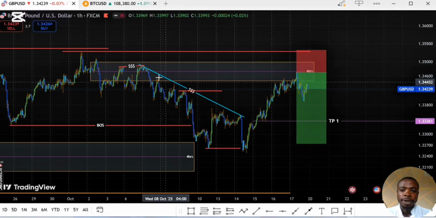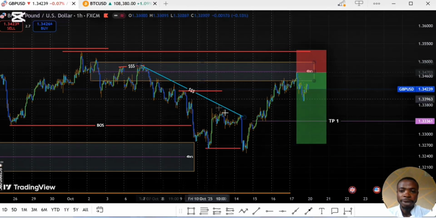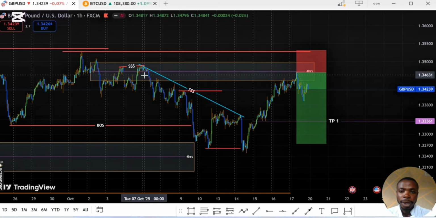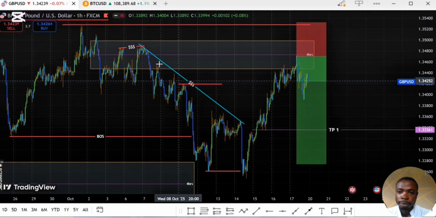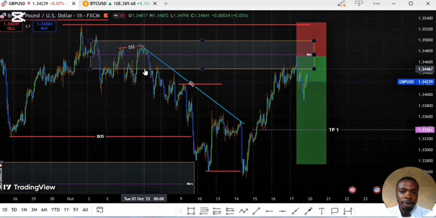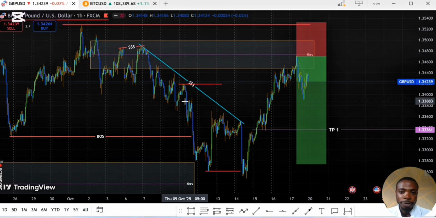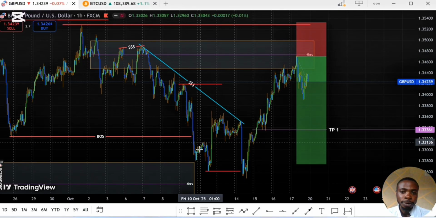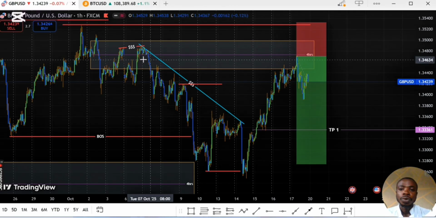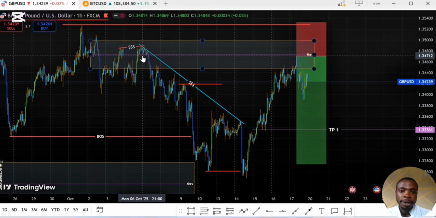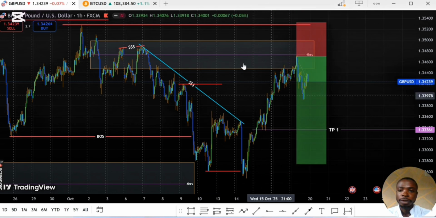So this is liquidity. Buyers are liquidity. Market has grabbed this liquidity. And here is an OB with a fair value gap. Before creating all these break of structure. So back here, market has gotten here, tapped it, and is rejecting. This is 4 hour time frame.